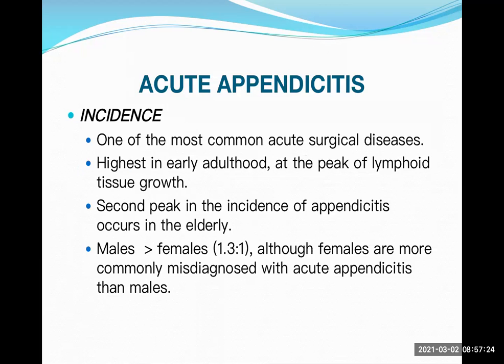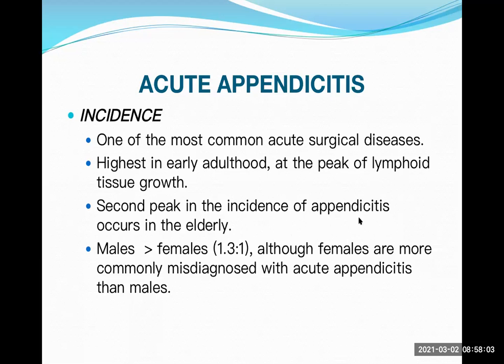The incidence is highest in early adulthood, at the peak of lymphoid tissue growth. It can occur even in children. Remember, in children or in early adulthood, this is the time of lymphoid overgrowth, and the appendix has lymphoid follicles. Whenever those lymphoid follicles are a bit bigger in size, they can obstruct the lumen of the appendix, so that whatever fluid is there collects and leads to distension of the appendix. And this is the very early phase of appendicitis.